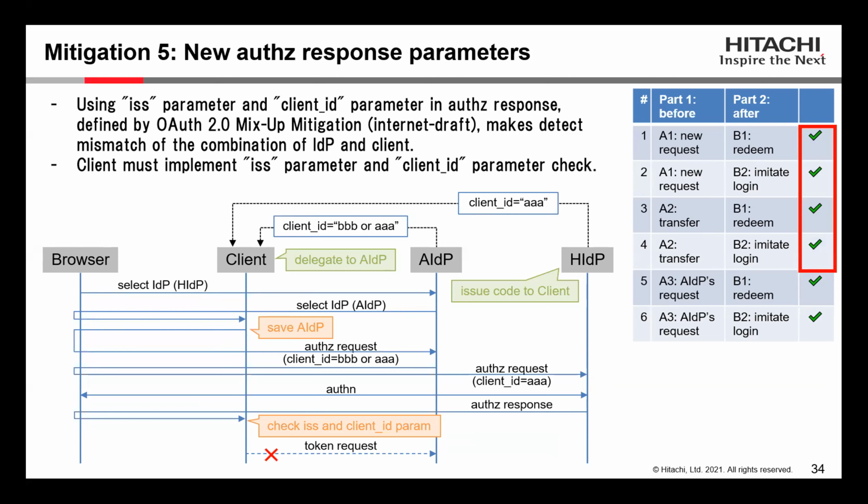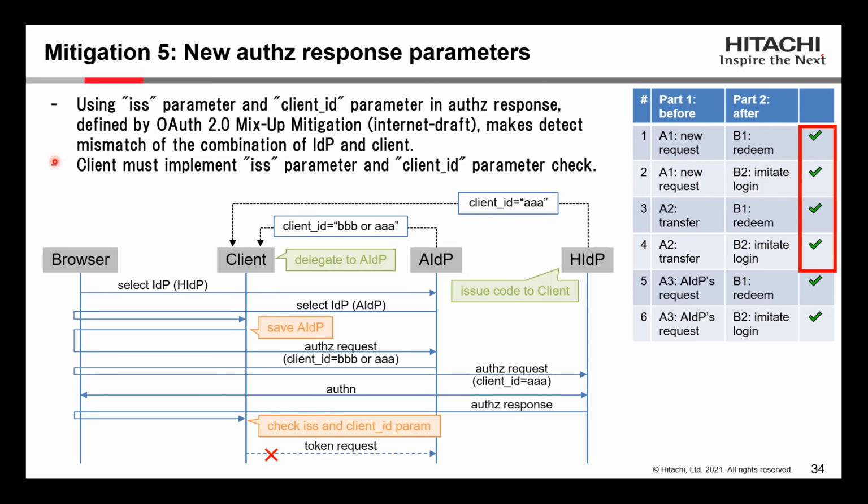Mitigation 5 is using new authorization response parameters called the ISS parameter, which represents the IDP, and the client ID parameter, which represents the client. These parameters are defined by OAuth 2.0 mix-up mitigation. It is still in draft. By using these parameters, the client can detect a mismatch of the combination of IDP and client. Of course, the client must implement the validation logic of the ISS parameter and client ID parameter.